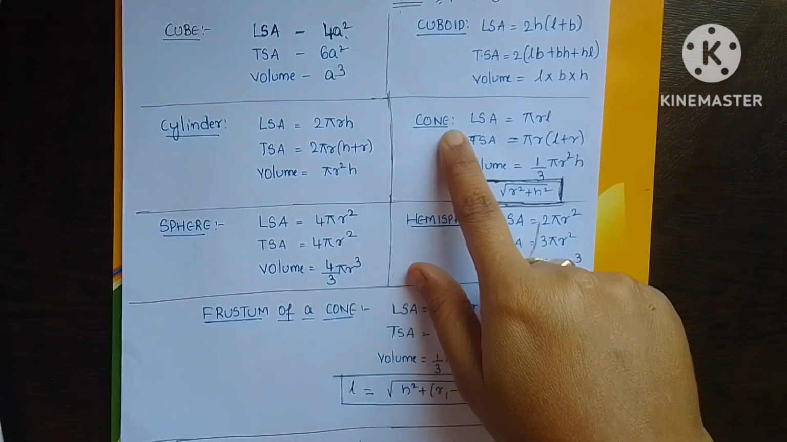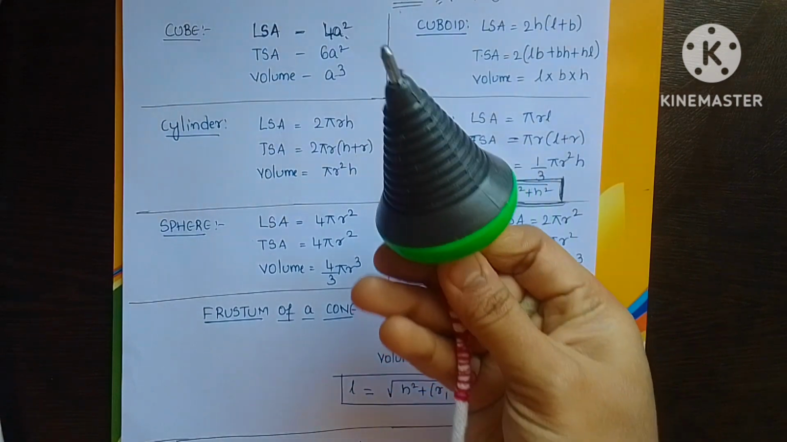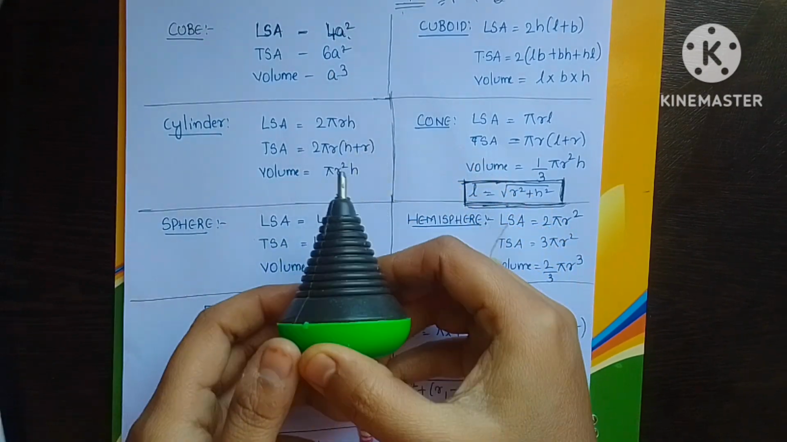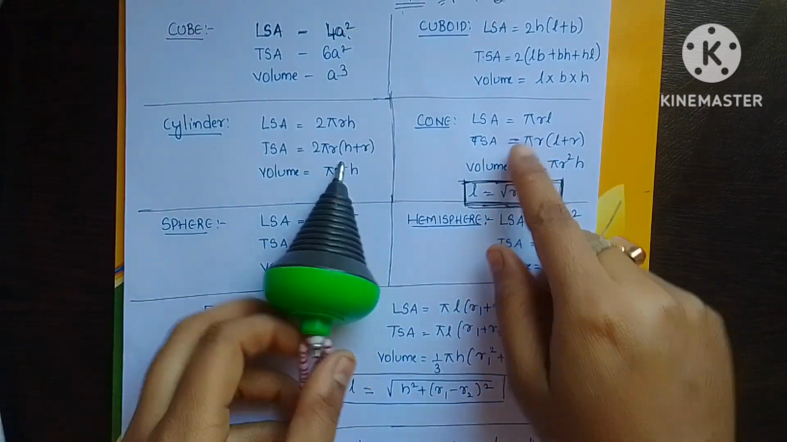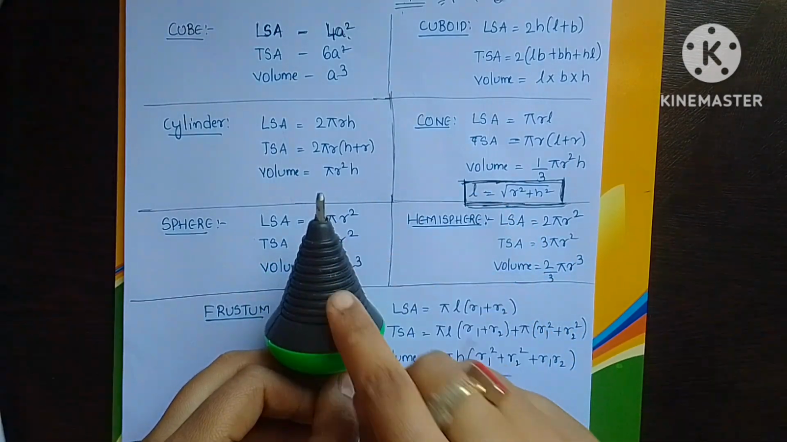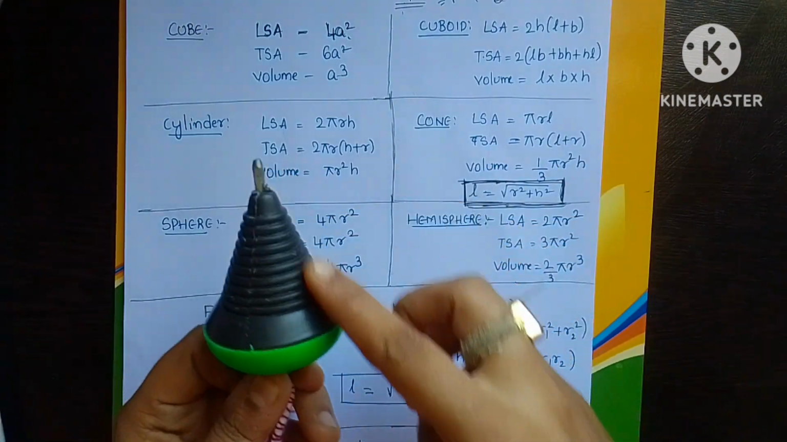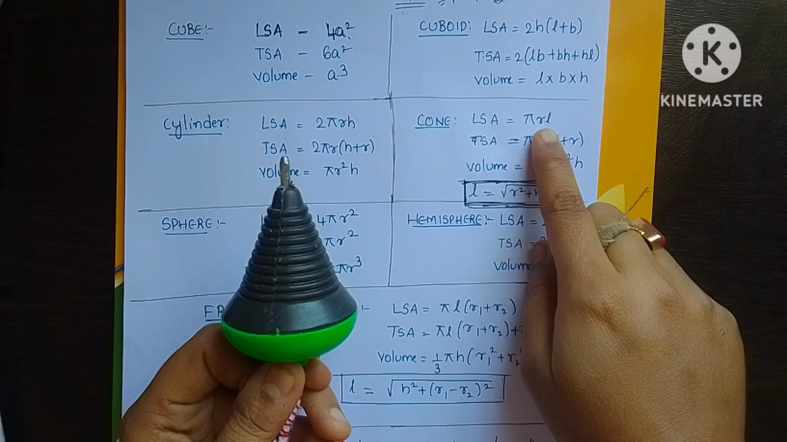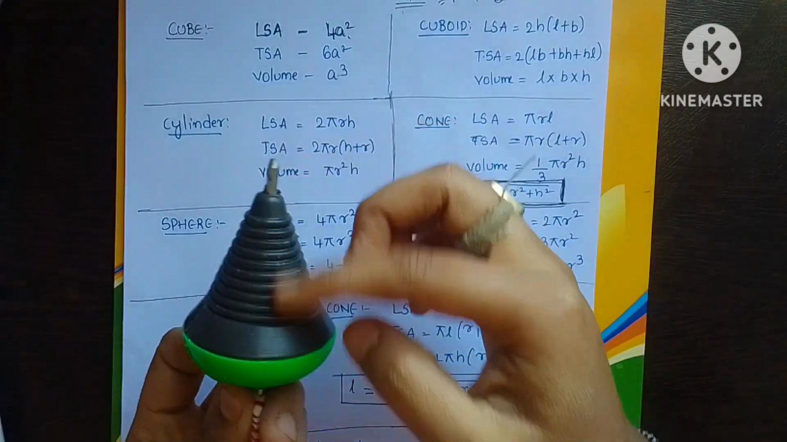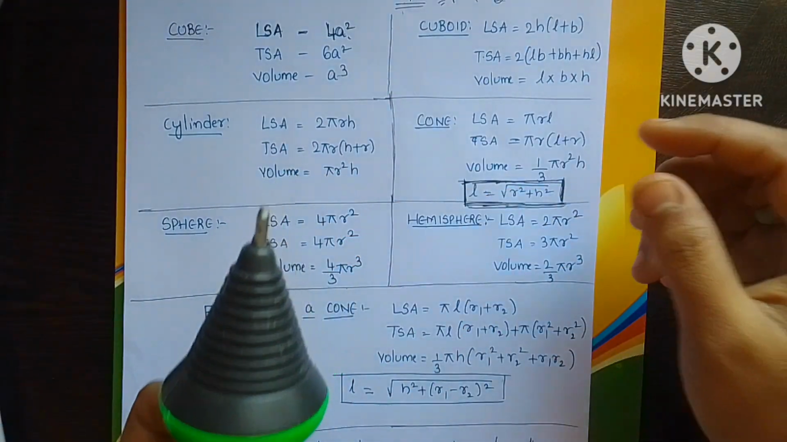For the next is the cone. For the cone, lateral surface area is pi r l. See, it is in the form of a cone. Lateral surface area means surrounding. Pi is 22 by 7, and for the circle we will have some radius, so that is r, and this slant is known as l. Pi r l. Surrounding is pi r into l, the slant length. For one cone, one length will be there, so l.